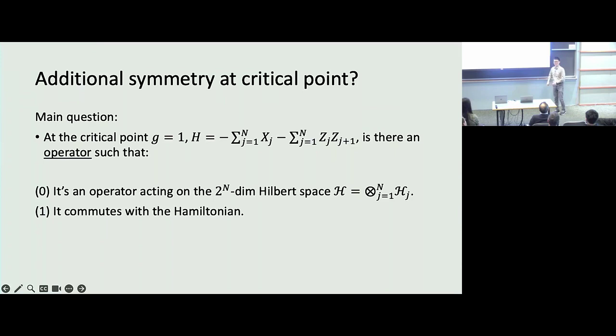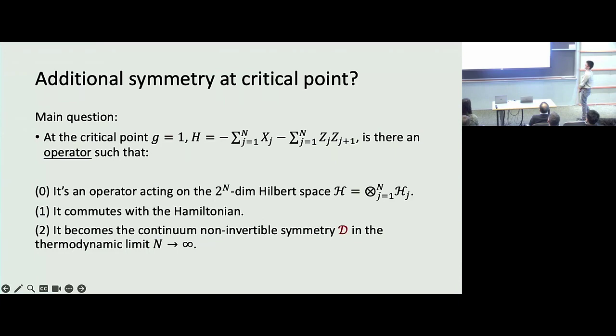The final one is a little bit hard to describe, but I want this operator to become the non-invertible symmetry of the Ising conformal field theory as I take the thermodynamic limit. Okay, so that's the question I would like to pose for this very simple many-body lattice model. Any questions at this point? Is g equal to 1 being critical an exact statement? Yes. It's exactly 1, not 1.00 something.